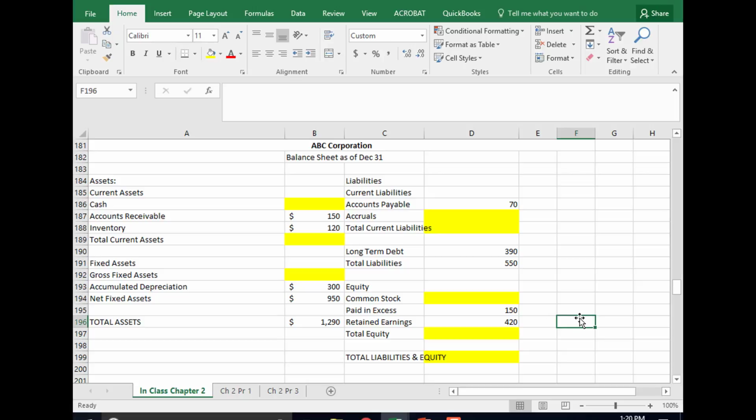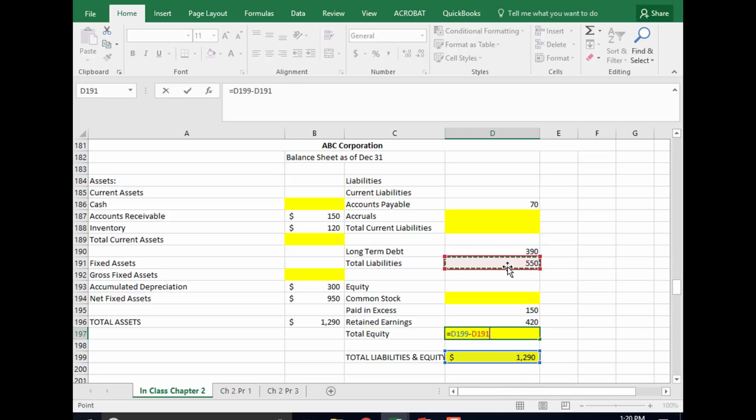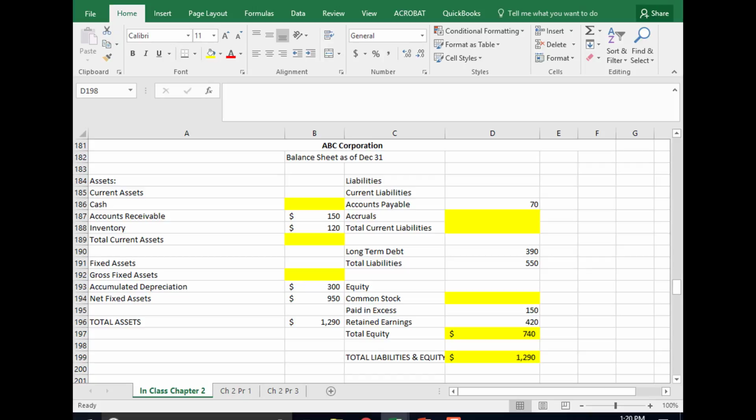Okay, let's start with the easiest one, our accounting equation. We know what our total assets are. Our total assets will equal our total liabilities and equity. So we know that this has to equal our total assets, or 1,290. We know that this total liabilities and equity is the total of our liabilities plus our equity. It told us what our total liabilities are in the problem. So we can get from that our total equity. And we use our total liabilities and equity less our total liabilities to get the piece of it that's equity. So that's 740.